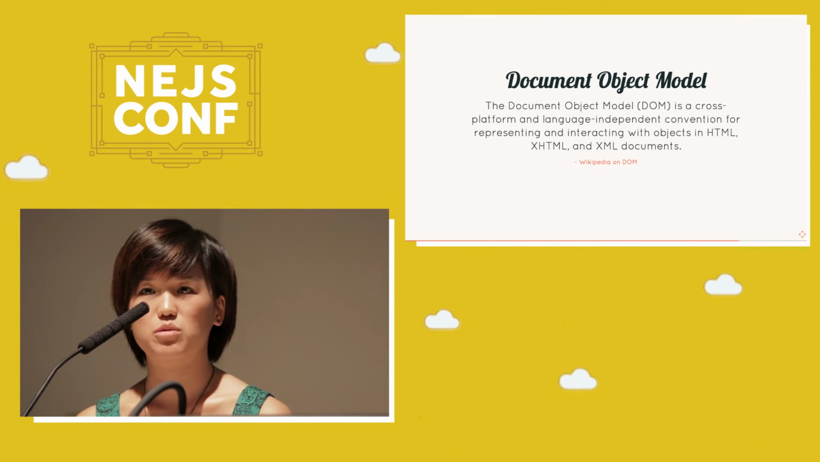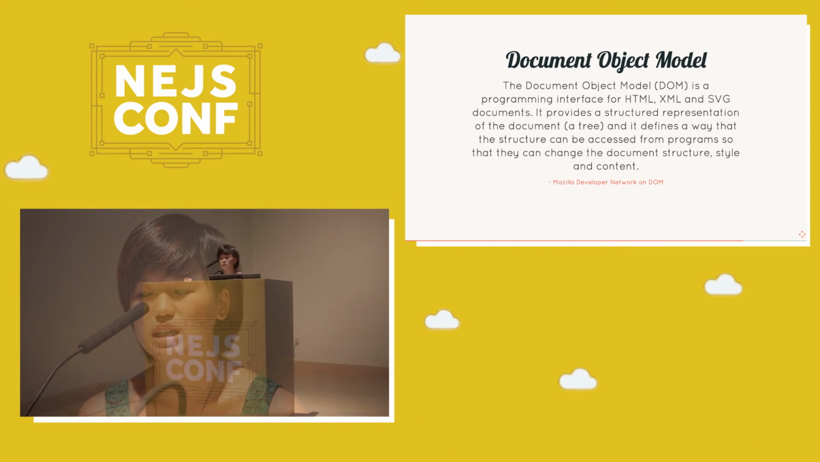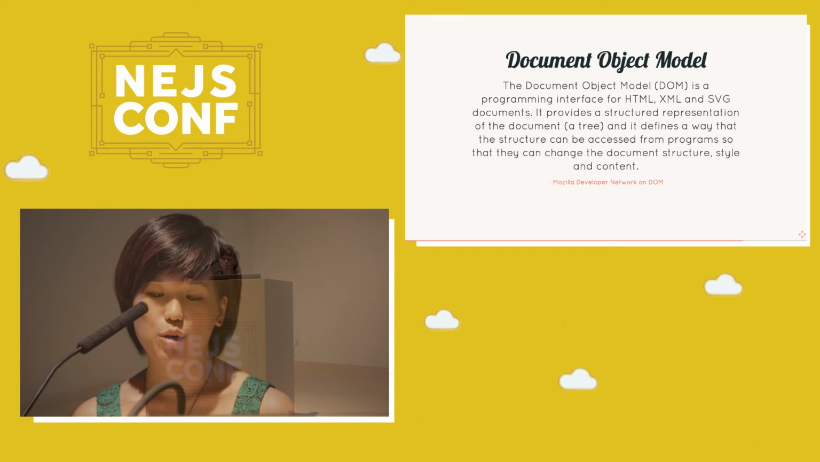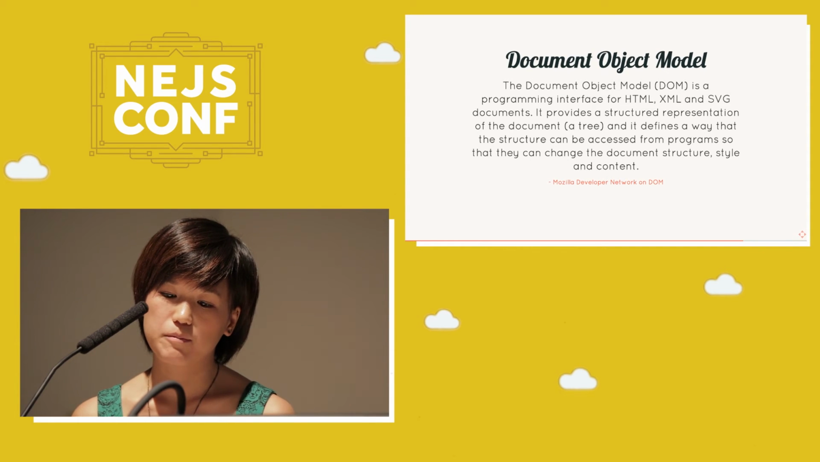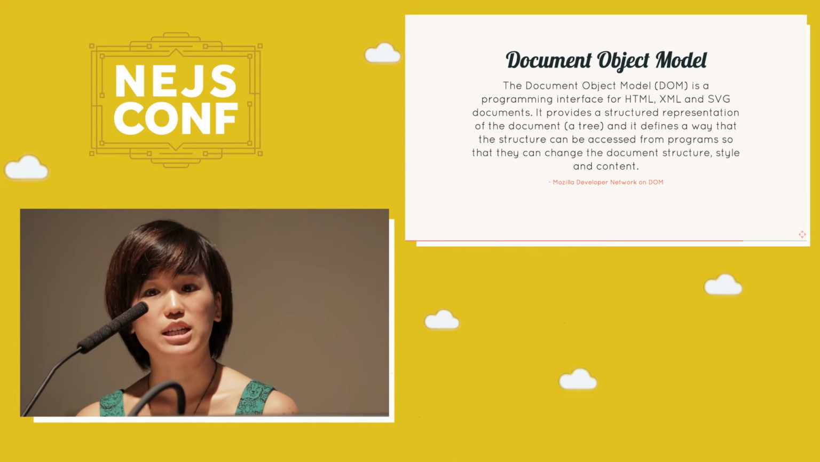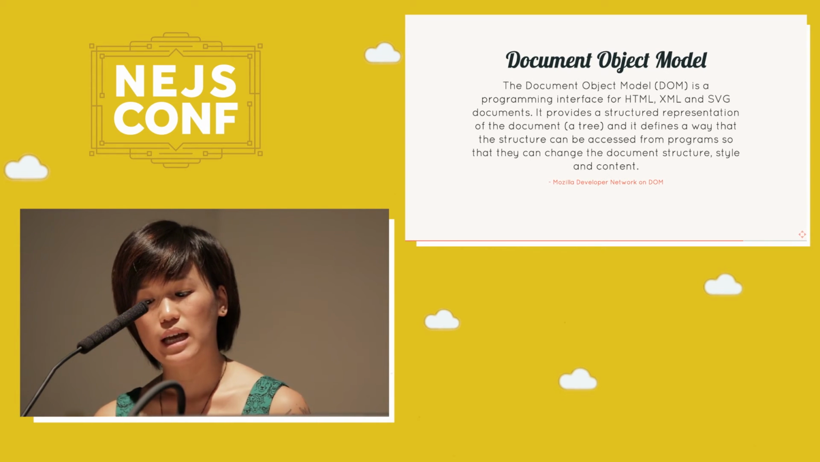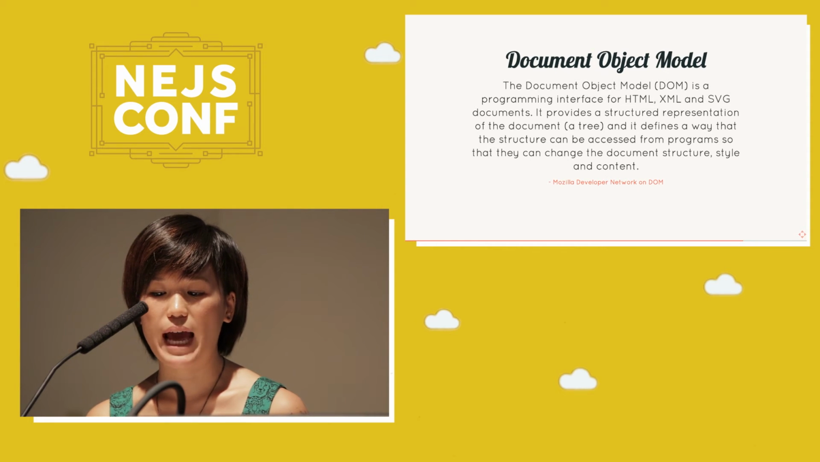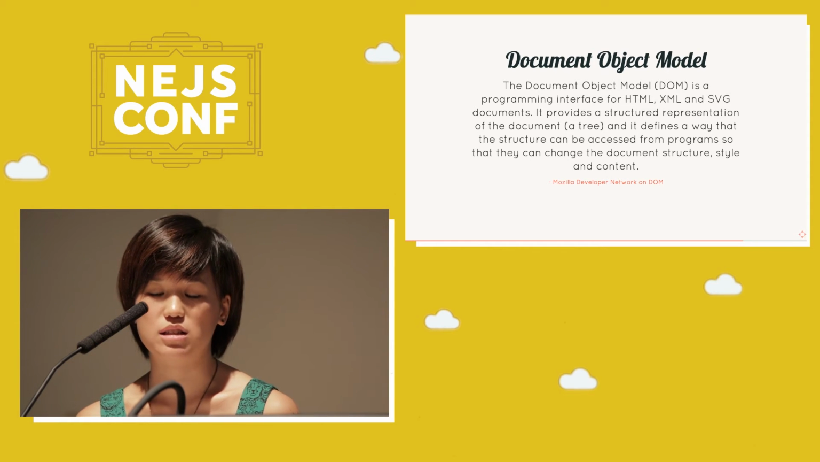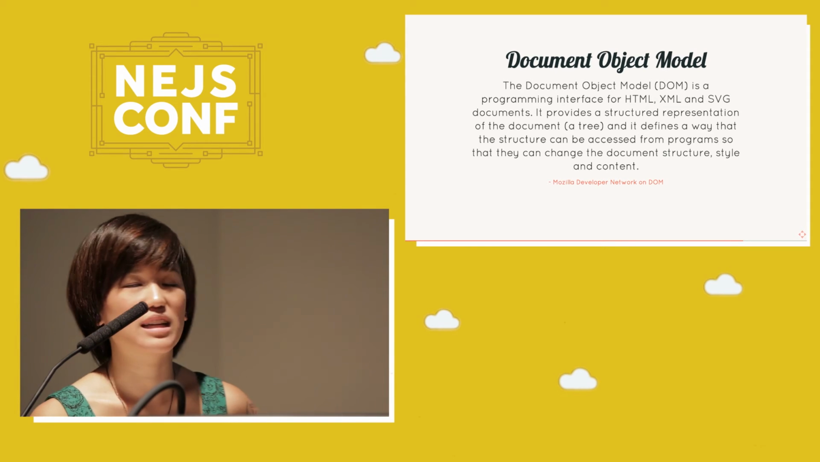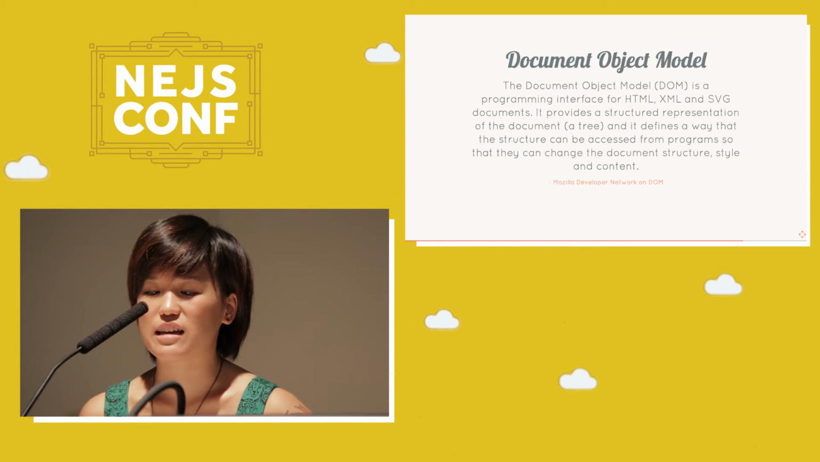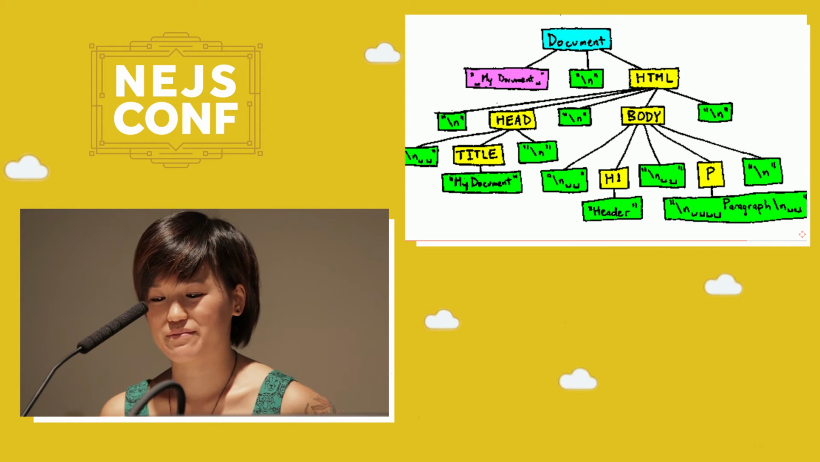So I decided to go to MDN, Mozilla Developer Network, another acronym, sorry, to look up what the DOM is there. And they define it as a programming interface for HTML, XML, and SVG documents. It provides a structured representation of the document as a tree, and it defines a way that the structure can be accessed from programs so that they can change the document structure, style, and content. I was like, oh, that makes way more sense. It's way more descriptive. And they even have a cute little drawing of the tree.